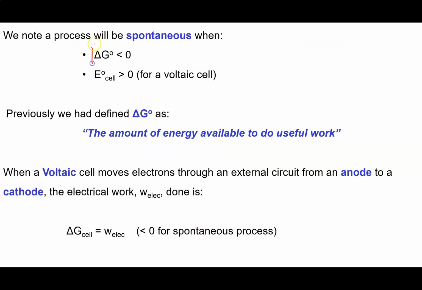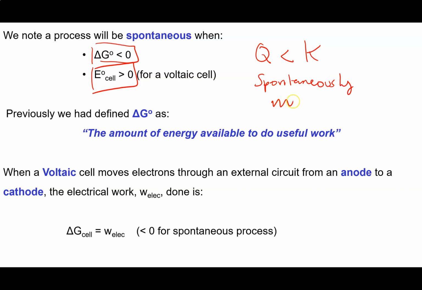We know that a process will be spontaneous if delta G naught is less than 0, or alternatively, if the cell potential is greater than 0. We also know that if Q is less than K, then our reaction will spontaneously move to products. We also know that when K is very big, then we have a very favorable process.